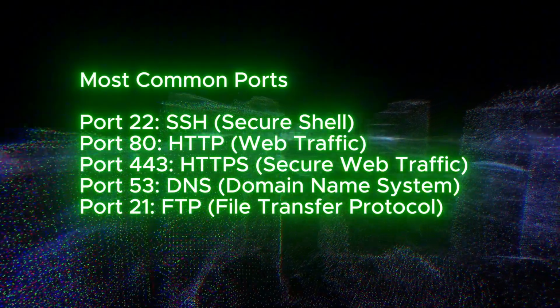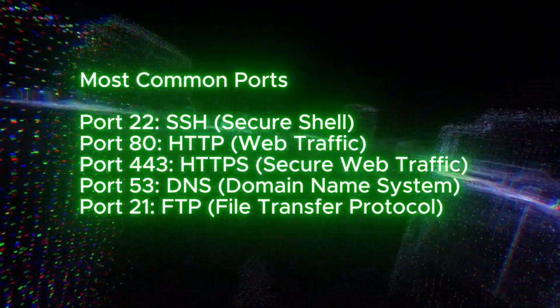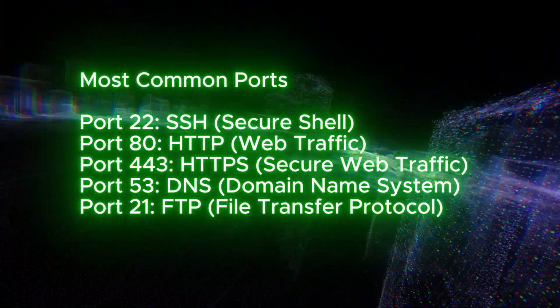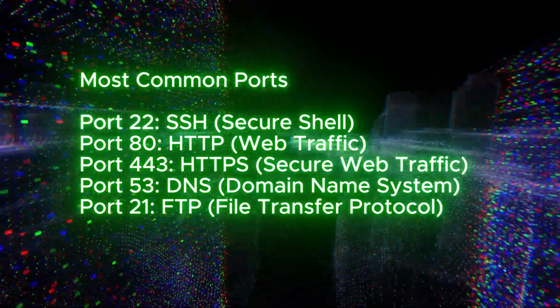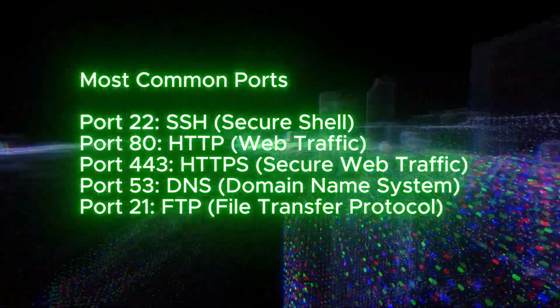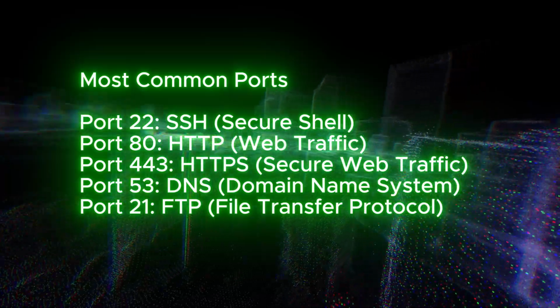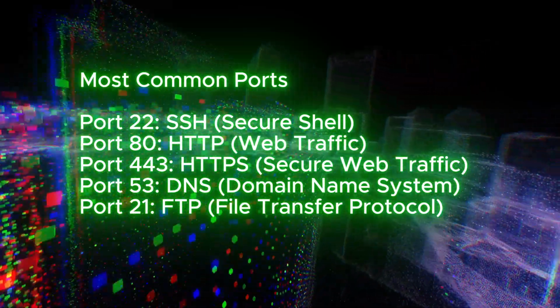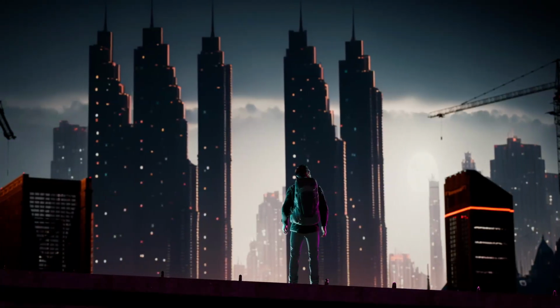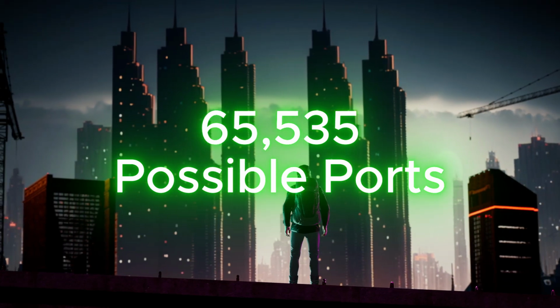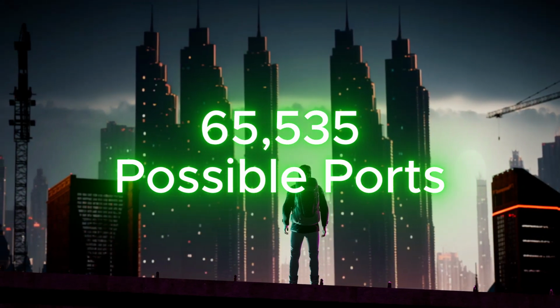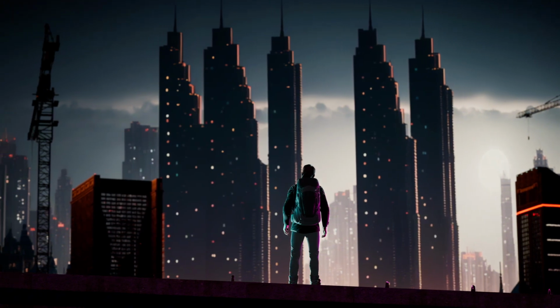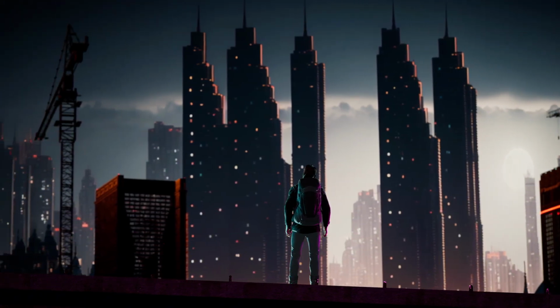Some of the most common ports include port 22, which is for SSH, port 80 for HTTP, port 443 for HTTPS, port 53, which is for DNS, and port 21, which is for FTP. These are just a few, but there are 65,535 TCP and UDP ports available. That's a lot of doors, and not all of them are locked. Since these are very common protocols that you'll use every day as an ethical hacker, let's dive into them a bit more.